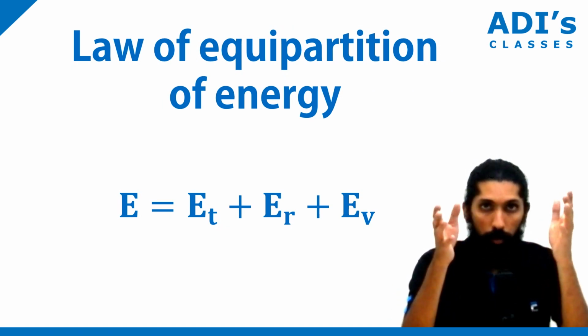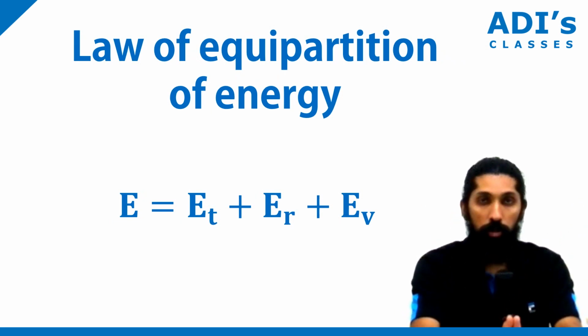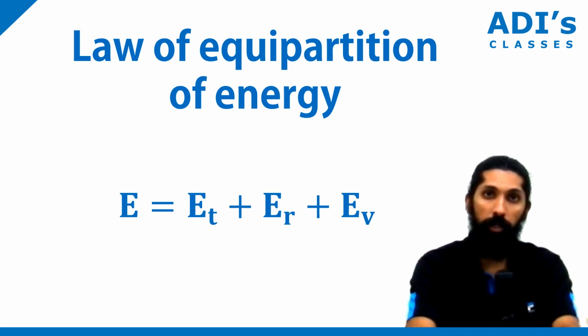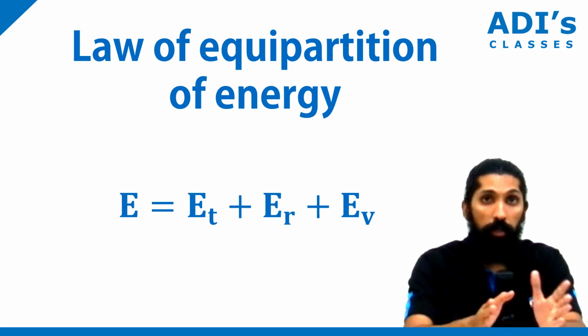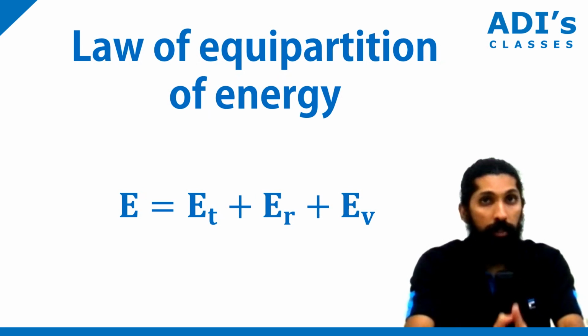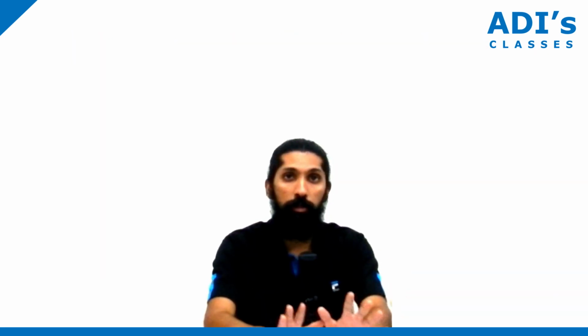So the total energy is given by the energy in the translational motion plus the energy in the rotational motion plus the energy in the vibrational motion. Here the equipartition of energy is present. That is, in each degree of freedom, the energy remains constant. So this is the law of equipartition of energy.